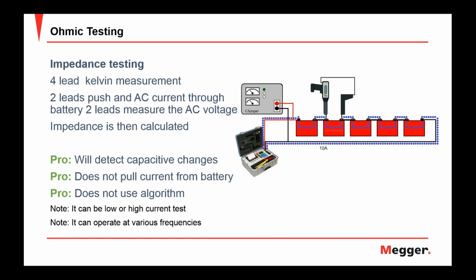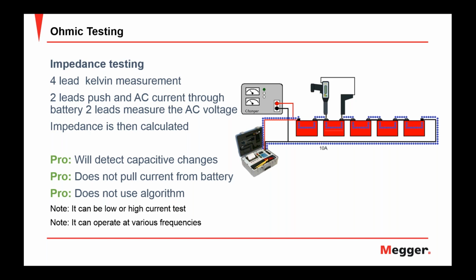Impedance testing. Impedance testing is a 4-lead Kelvin measurement. It's going to inject current through the cell, an AC current, and measure the voltage drop across that cell. And then by having those two values, it can calculate the impedance. Pros, it will detect capacitive changes. It doesn't pull current from the battery, and it doesn't use any algorithms.